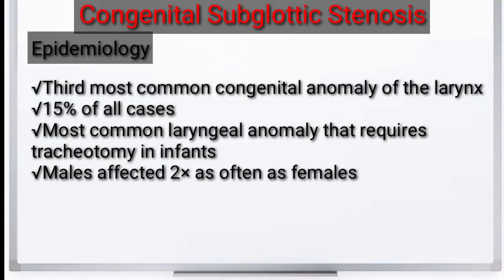Hello, we are still in our series of videos on congenital abnormalities of the upper respiratory tract. Previously, we discussed laryngomalacia and choanal atresia.